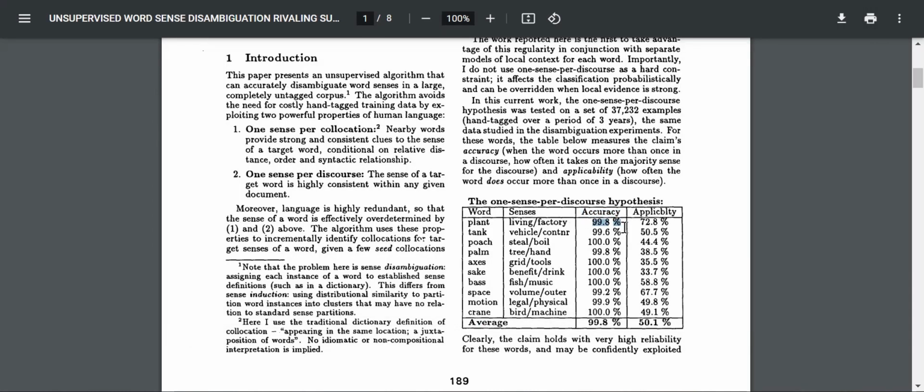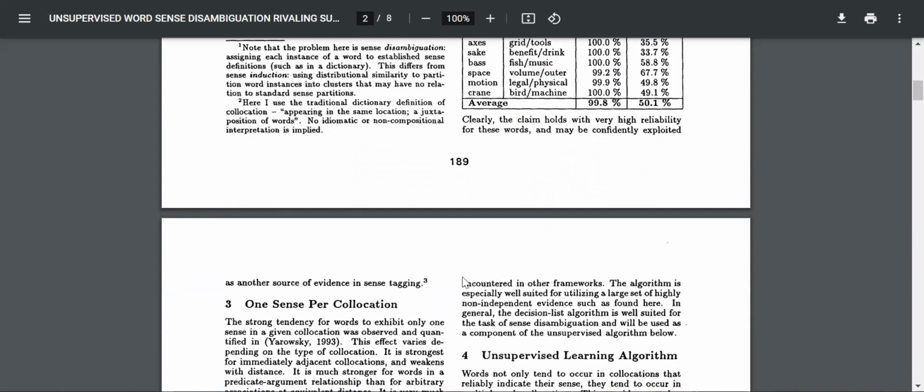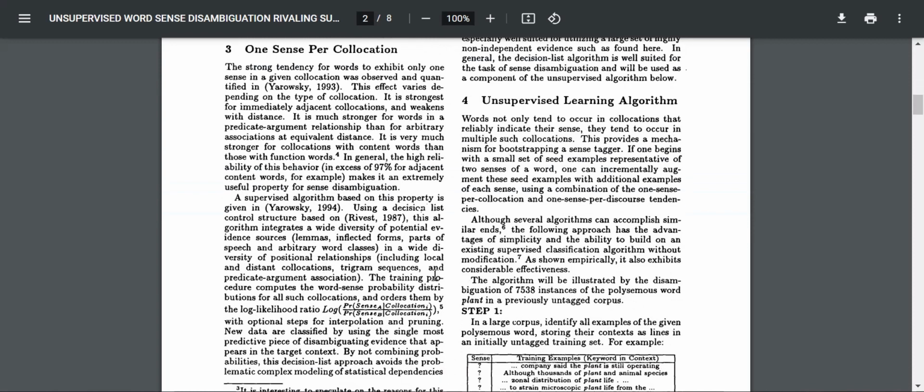So their accuracy shows that when they're talking about, say, a living plant, if that is the majority sense, then 99.8% of the time that is the only sense which that word is using. And applicability is how often the word does occur more than once in a discourse. So how often in the dataset does that word occur more than once in a discourse? Clearly, the claim holds with a very high reliability, so you can see the reliability is pretty high and may be confidently exploited as another source of evidence in sense tagging.